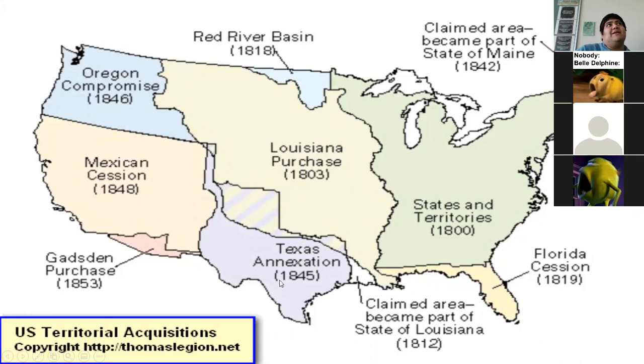The Texas Annexation in 1845. The Mexican Cession of 1848. The Oregon Compromise of 1846. And the Gadsden Purchase of 1853. I will put a blank map of this that's going to be kind of like this one, but with less of the outside stuff that you don't need. Soon on Google Classroom, I'll put it there today, as well as the trails map.